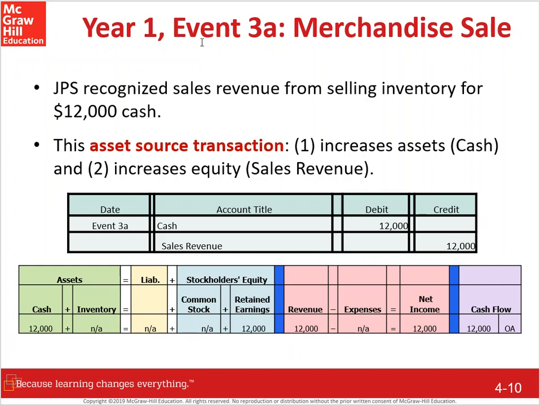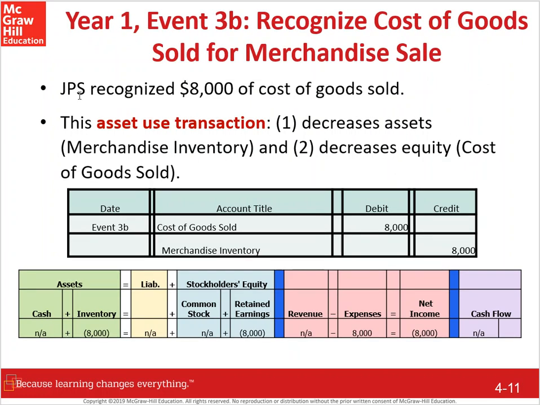This is exactly what we're in business to do. So notice this is event 3A, which implies that there's a 3B as well. Didn't we just sell stuff? Do we still have that stuff anymore? Do we still have that inventory? No, we just sold inventory. We no longer have it, and therefore we need to update our inventory account. So we need more info.